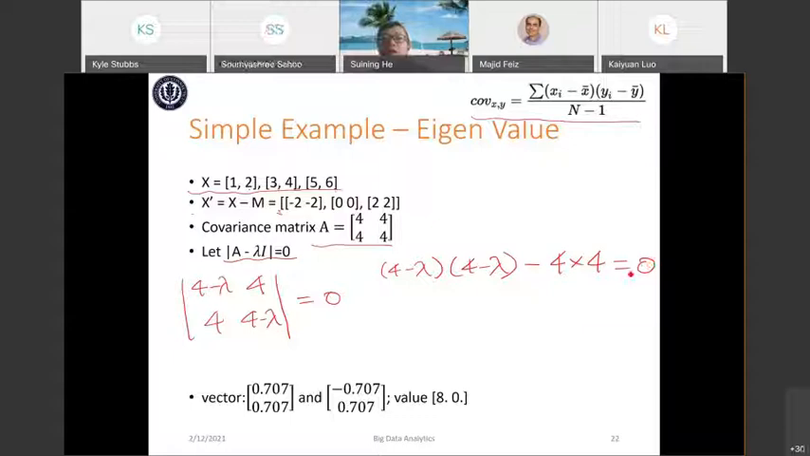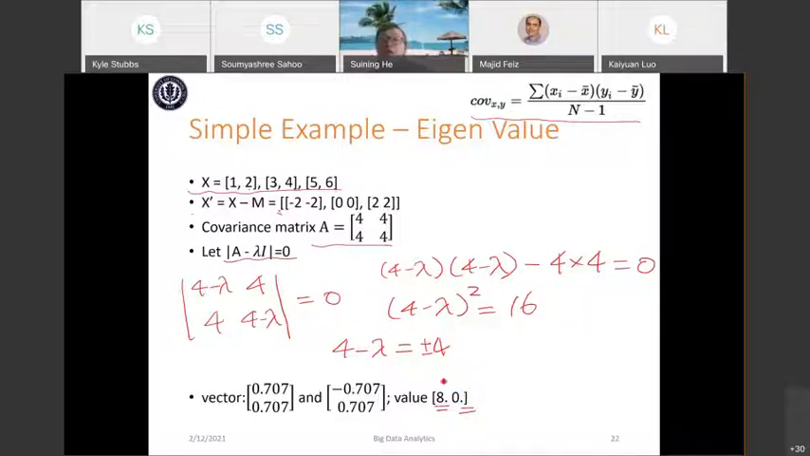And therefore we can calculate the corresponding potential eigenvalues. So 4 minus lambda can be either 4 or minus 4. Therefore, the two potential eigenvalues will be either 8 or 0. That is a way to calculate the two potential eigenvalues based on the given data. Because it's two-dimensional data, we will have two potential eigenvalues here.